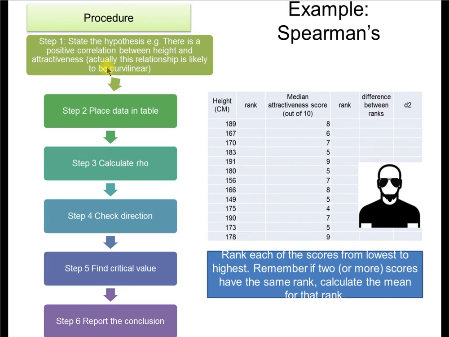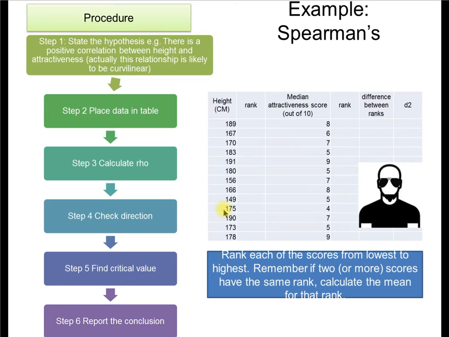So the procedure, I think you're getting the hang of this by now. You state the hypothesis. There is a positive correlation between height and attractiveness. Though it's worth noting that the relationship is likely to be curvilinear. And what I mean by that is as someone gets taller, they will be seen as more attractive, but surely there's a point where, you know, tall is too tall. And actually, you know, 8 foot, not necessarily 9 foot, but definitely an odd correlation where it tails off.